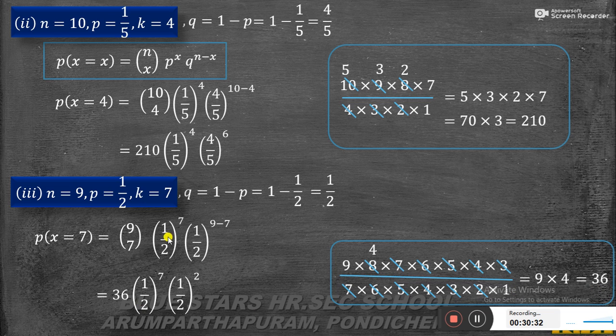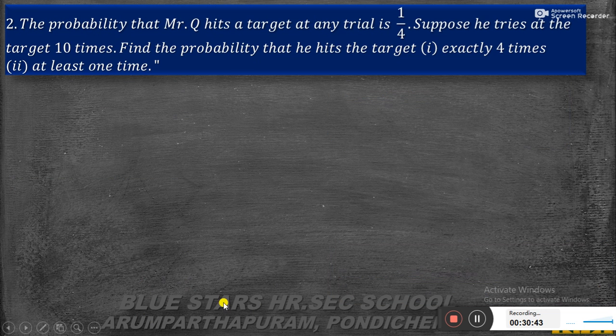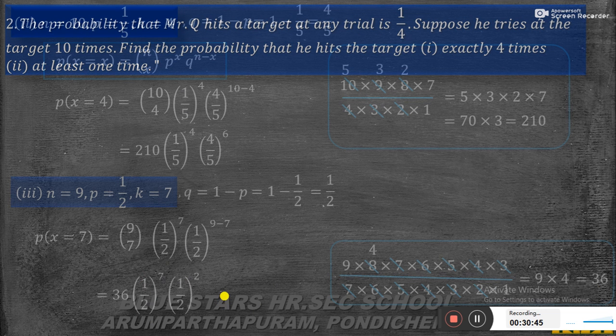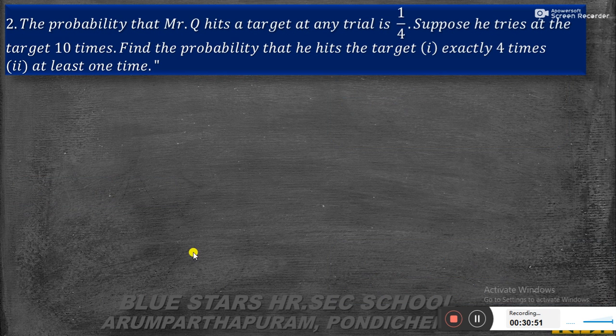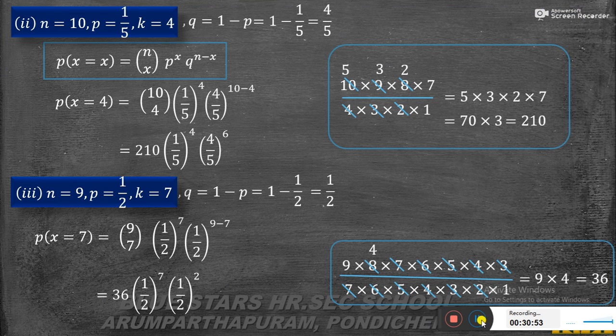Therefore 36 into 1 by 2 whole power 7, 1 by 2 whole power 2. So 1 by 2 whole power 9. That means 36 into 1 by 2 whole power 9. This is the answer for probability of x equal to 7.